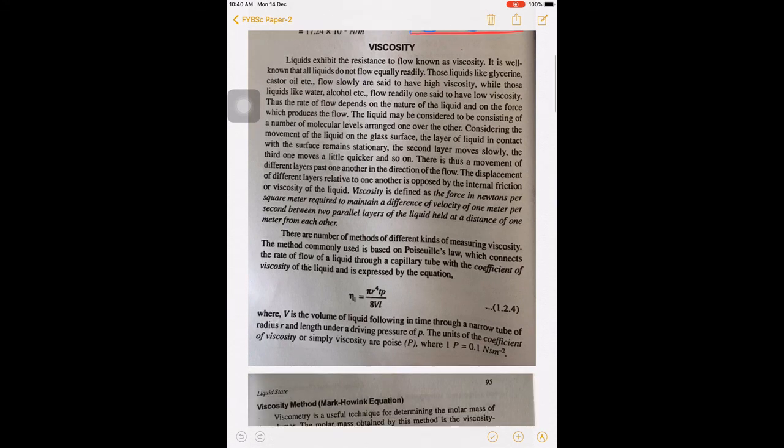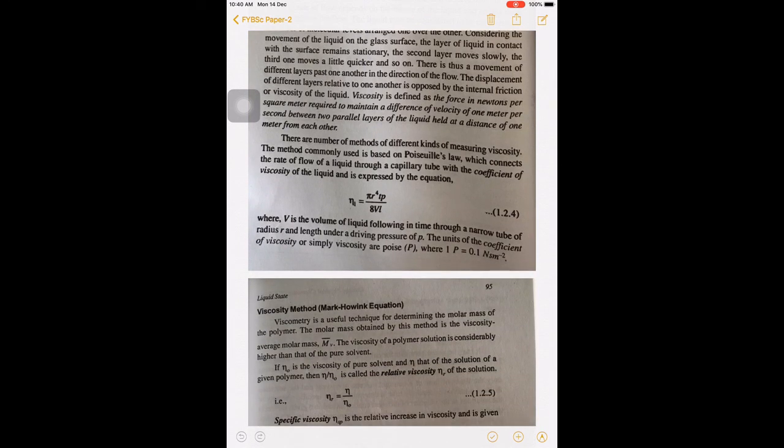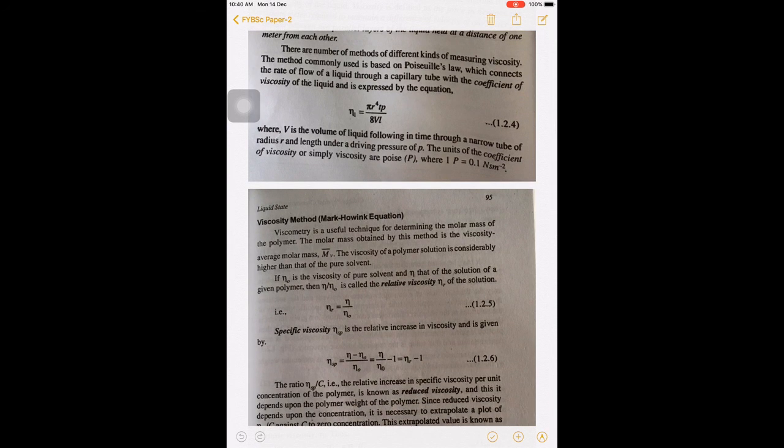What is meant by viscosity? Viscosity is the force in Newton per square meter which is required to maintain a difference of velocity of 1 meter per second between two parallel layers of liquid which are held at a distance of 1 meter from each other. This is the equation for the coefficient of viscosity: eta = pi r^4 t P divided by 8 V L. The coefficient of viscosity has a unit, that is poise. It is equal to 0.1 Newton second per meter square.